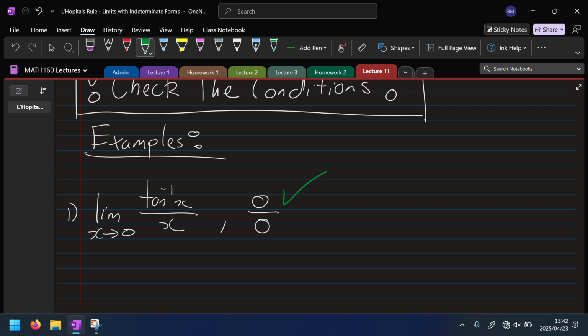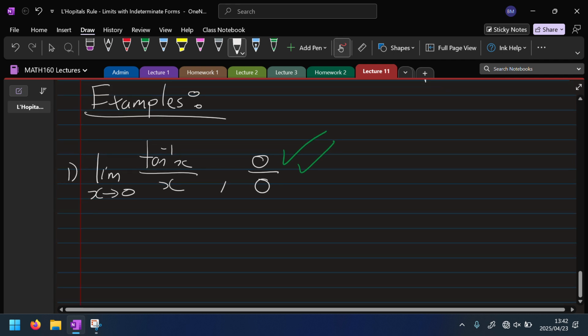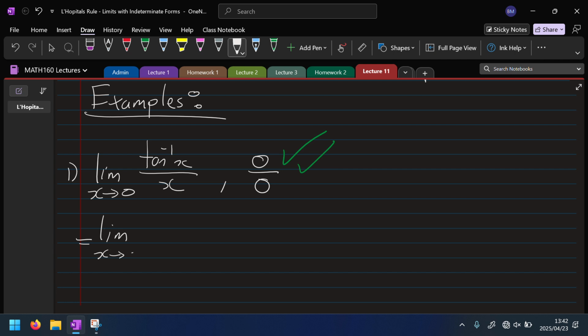Condition 2, are they differentiable? Arctan, can we take the derivative? Yes, we did that last week. Okay, x, can we take the derivative? Yes, so condition 2, check. Okay, and then you can check condition 3 and 4 for homework. First 2 conditions check, the other 2 you can check, but they are satisfied. So what we do is we take the derivative of the top and the bottom. So this is equal to the limit as x goes to 0 of the derivative of arctan, 1 over 1 plus x squared.